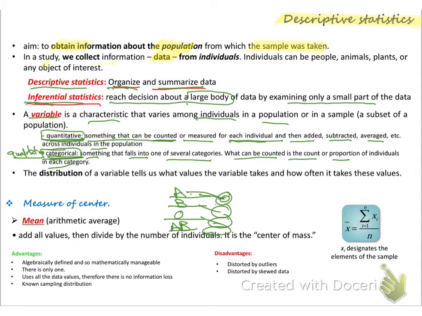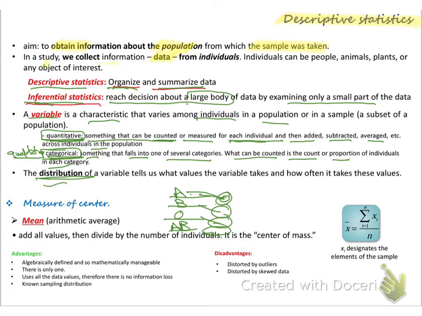The distribution of data or a variable tells us what values this variable is taking. What is the maximum value it can take? What is the minimum value? How often does it happen? Are 50% of the people, or 100%, or 75, or 65, around the mean or the average, or are they scattered far? Is the trend going up or going down? So it gives us information.